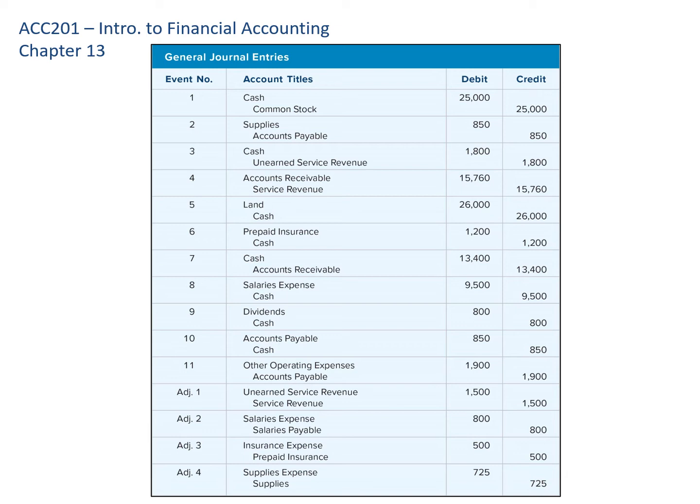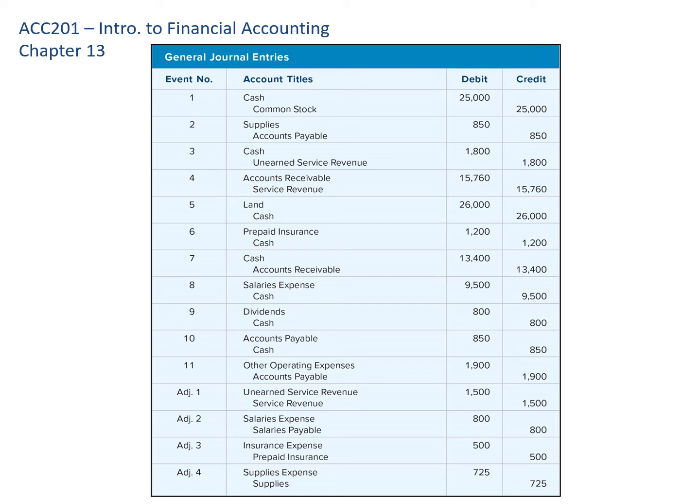So adjustment number 1, I need to recognize that $1,500 of deferred service revenue has now been earned, so I can reduce that liability and recognize revenue. So I reduce liabilities with a debit, so I debit unearned sales service revenue for $1,500, and I increase revenues with a credit, so I credit service revenue for $1,500. Now I've gotten credit for that.